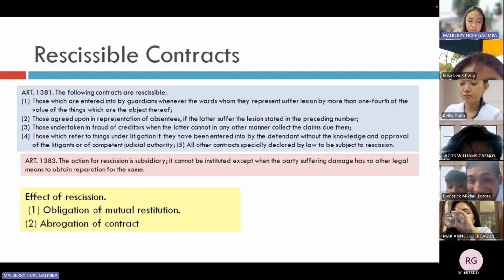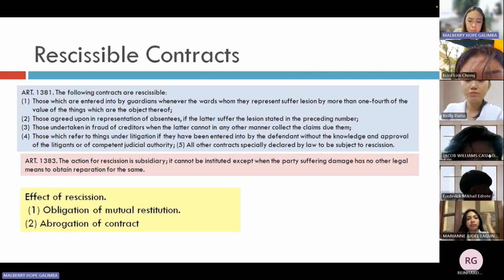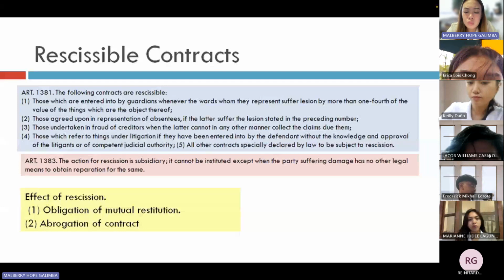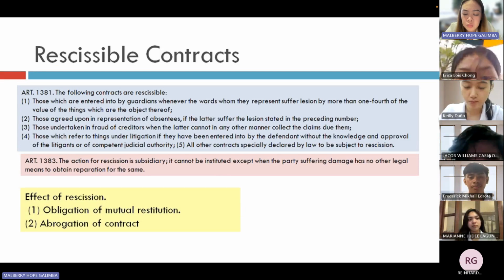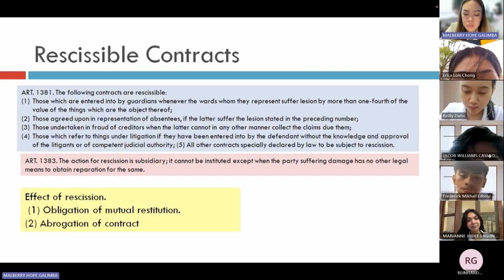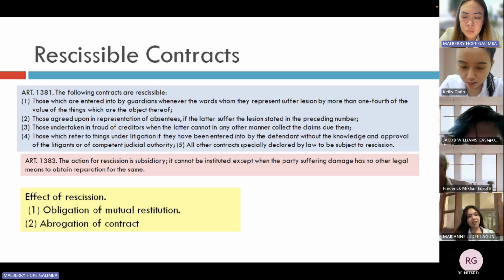So here, I'll give you an example. A guardian is administering a property of a minor. The value of the property is 1 million. And then the guardian sold the property of that minor, an orphan who has no parents, for 500,000. So in that particular example, the economic damage suffered by the minor is more than 1/4, since it is 1/2 of the value of the property. That minor can go to court and have the contract canceled when he reaches legal age.